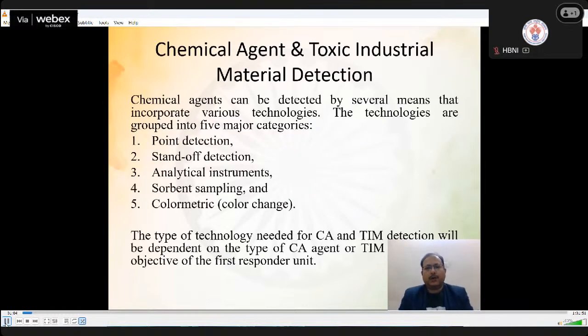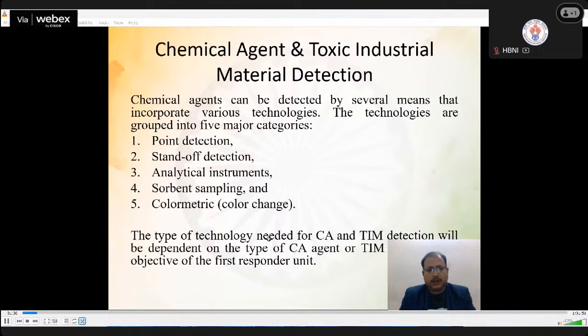So as we all know, it can be quantified in two parts: chemical agents and toxic industrial material detections. Chemical agents can be detected by several means that incorporate various technologies. On a broader note, all the toxic industrial materials or chemical agents have been bifurcated into five main technological points. We will learn one by one. First is point detection. Second is standoff detection. Third is analytical instruments. Fourth, sorbent sampling. And last is colorimetric, that is color change.